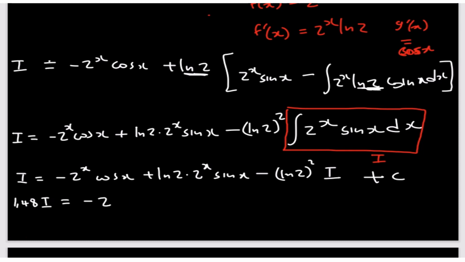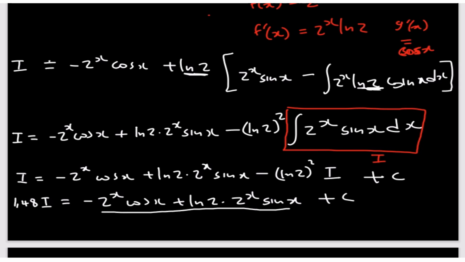Then this side I'm left with this plus C. Remember, I'm looking for I, so I have now to divide the whole thing by 1,48. That's your final answer. You don't have to divide C by 1,48. C just means a constant. A constant can be any number. That's your final answer.